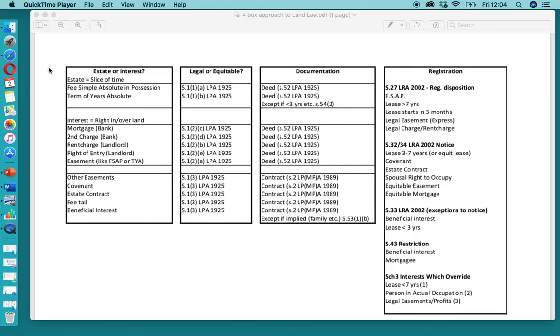So this PDF will be going up into this week's documents, week 2 documents, and you'll be able to see how you can format yourself to move things across and recognize whether something is an estate or an interest in land, whether that estate or interest might be legal or equitable, what documentary evidence you would need to protect that estate or interest in land, and then where we'll be heading next would be to attach and affix that estate or interest to the land at land registry so that the world at large can see that that person exists.